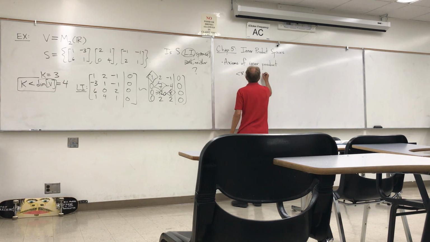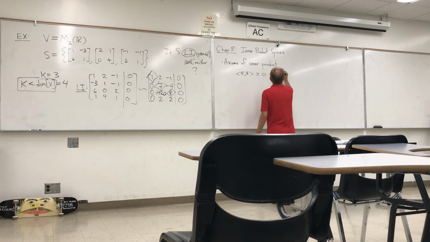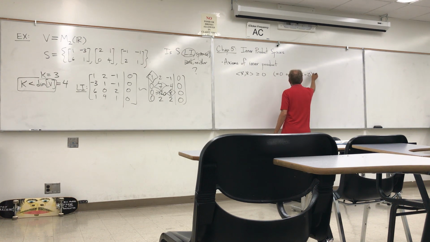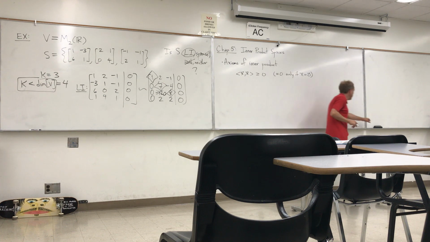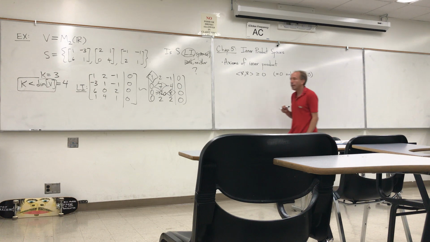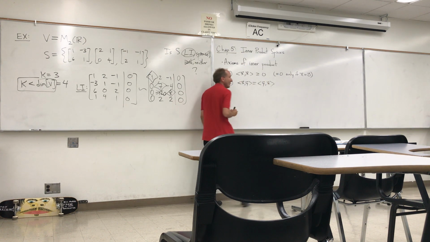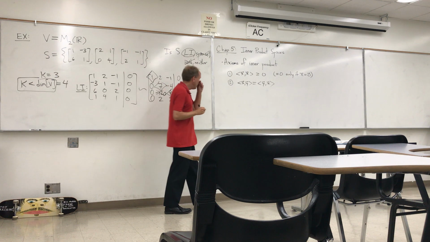So the inner product of a vector with itself has to be at least 0, and it equals 0 only if x is 0 itself. That's the first axiom. And then the second axiom is the inner product of x with y has to equal the inner product of y with x. I want everybody to know that.